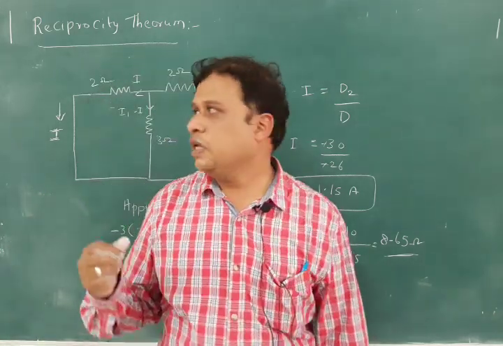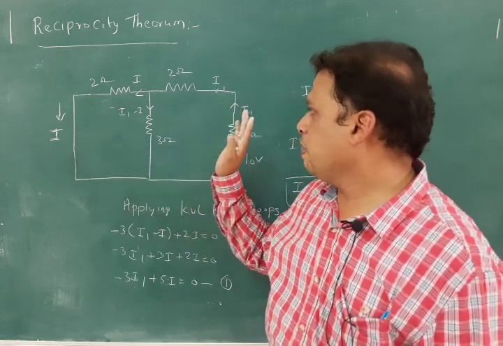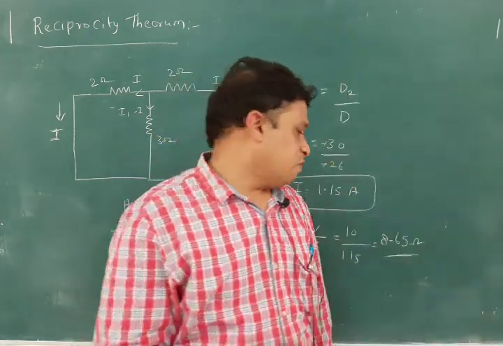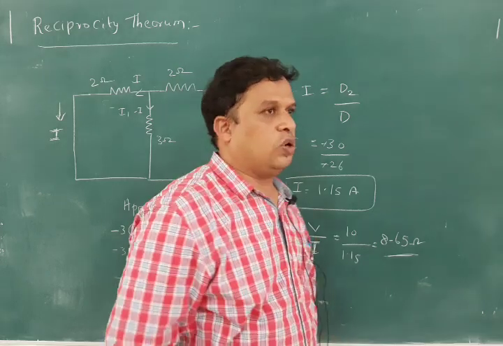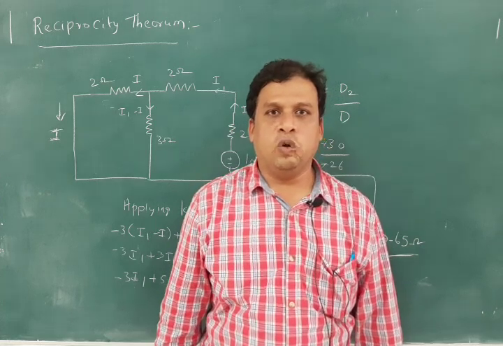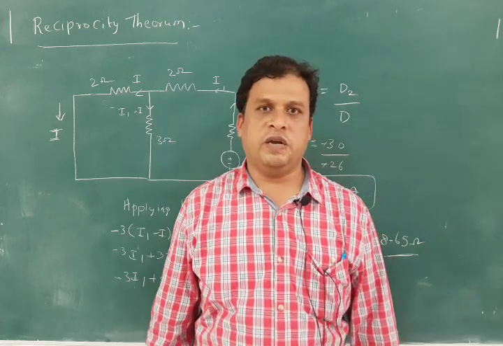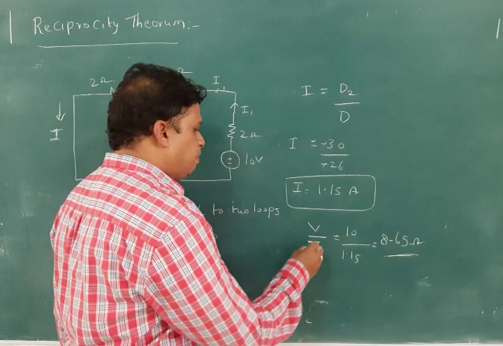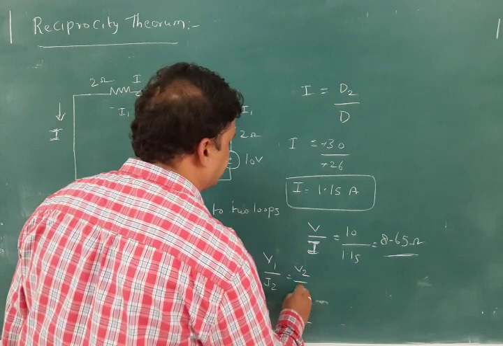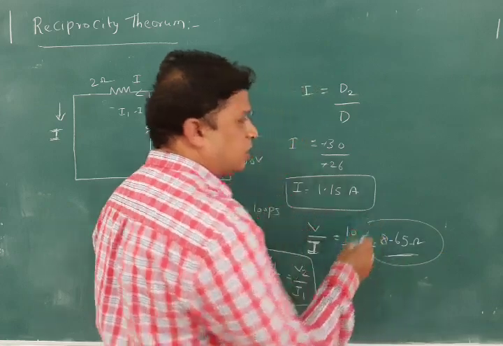First we interchanged the voltage to the right hand side, and later we moved it to the left hand side, and we got the value as we stated in the statement. The ratio of the voltage in one loop to the current in the other loop should be equal if the positions are interchanged. Already we have discussed the statement. The statement has been proved that V1 by I2 is equal to V2 by I1. So both values are the same, 8.65 ohms.